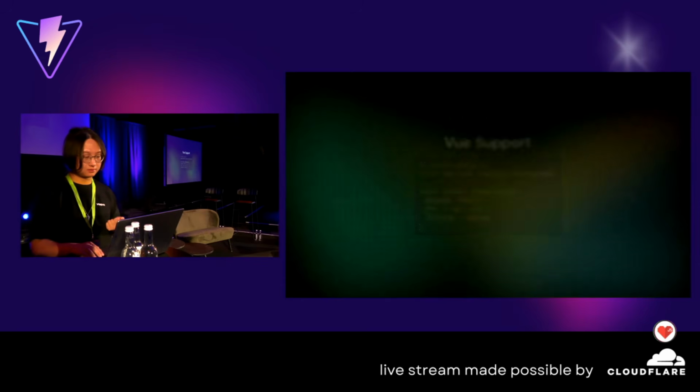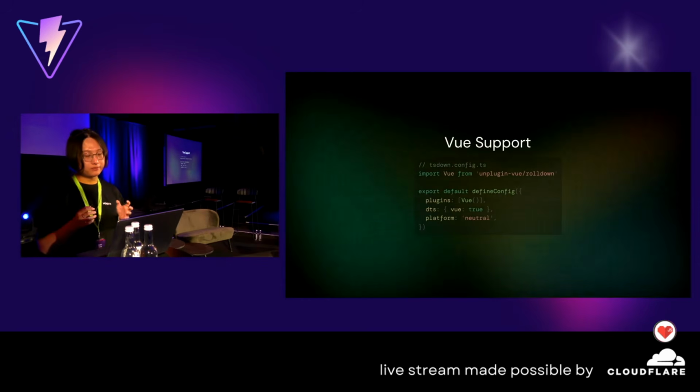And building a Vue component library is easy too. Just add unplugin-vue and enable type declarations for Vue. So it supports Vue SFC, CSS extraction, and type declarations, of course. And for platform compatibility, we recommend setting platform to neutral, so your library can run on Node for SSR and in browsers for CSR.